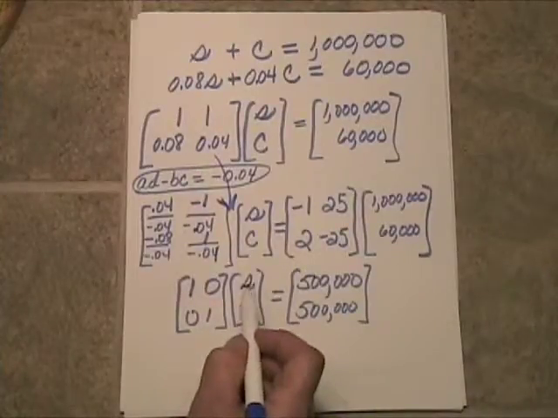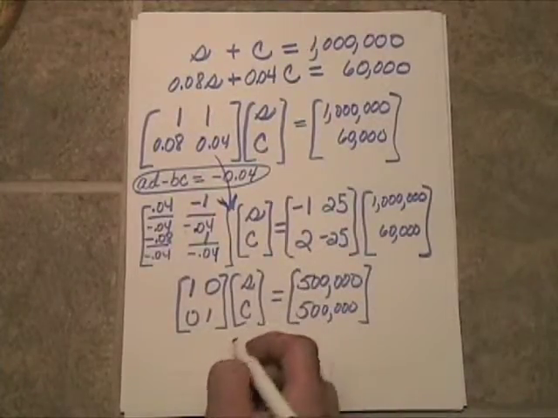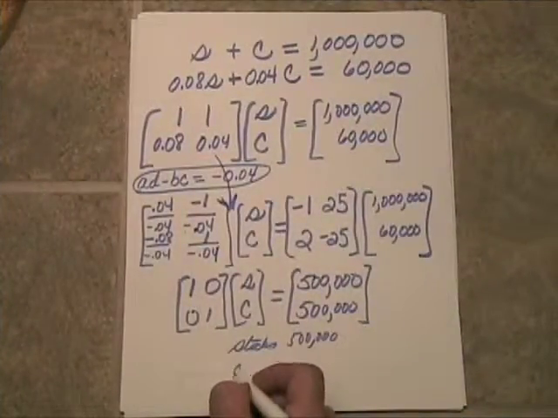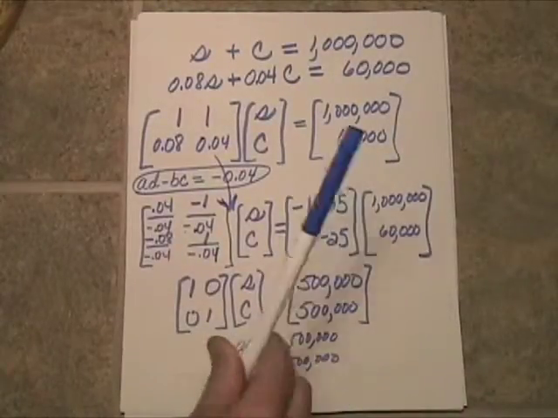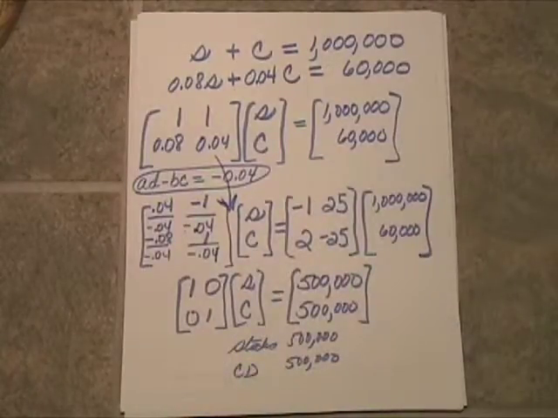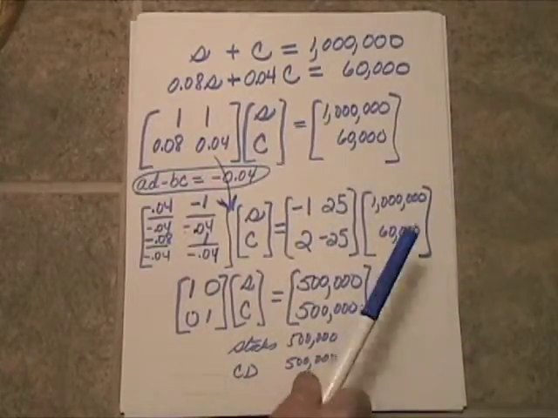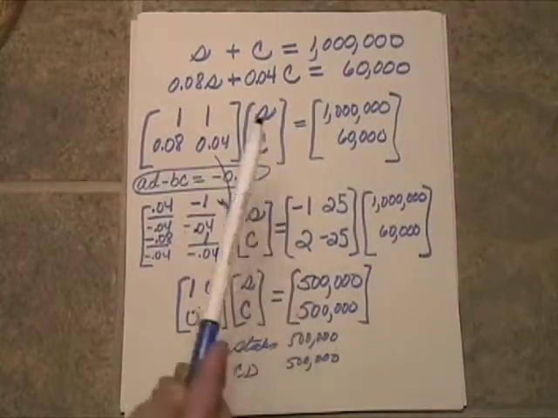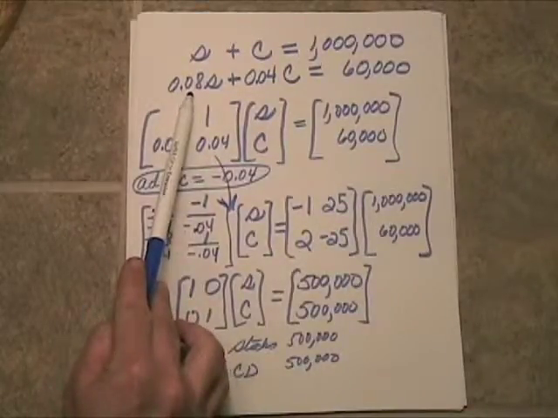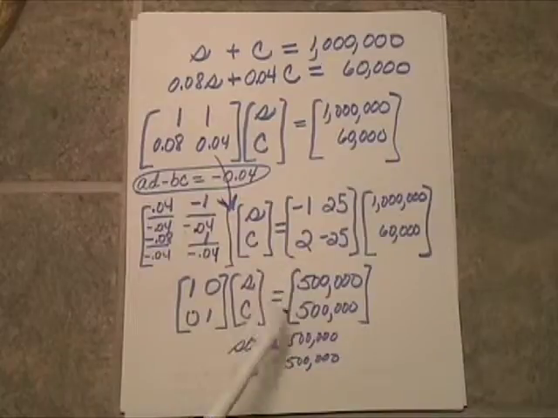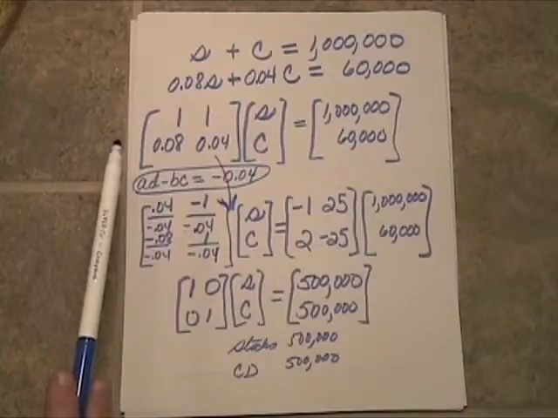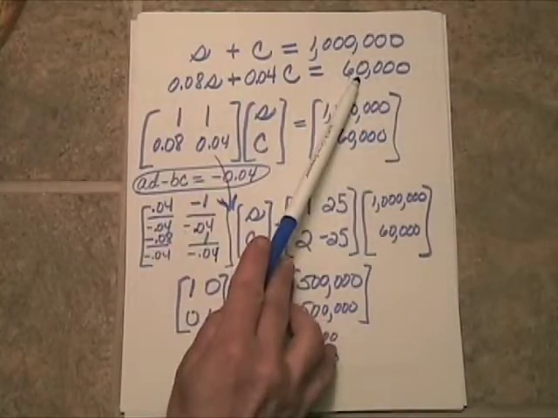So 1S and 1C, S is equal to 500,000. She's going to have to put $500,000 in stocks, and she's going to have to put $500,000 in CDs as well. Now let's see, does that really work? Does that really give her $69,000? Or not 69, excuse me. Does that really give her $60,000? Well, let's see. 500,000 at 8% is $40,000, and 500,000 at 4% is another $20,000. And 20 plus 40 does indeed give you $60,000.